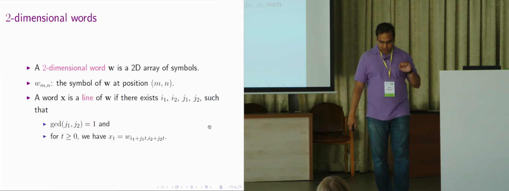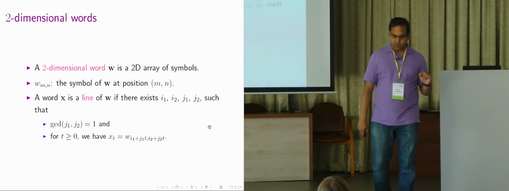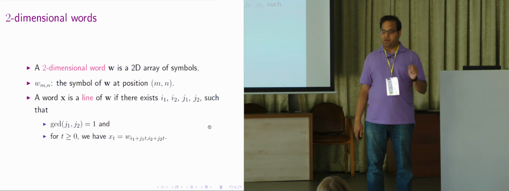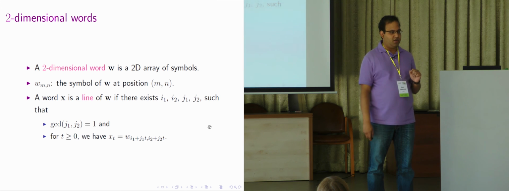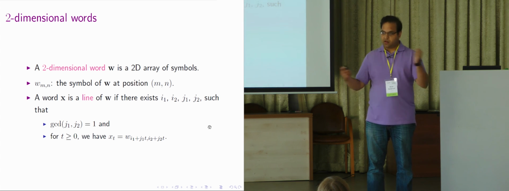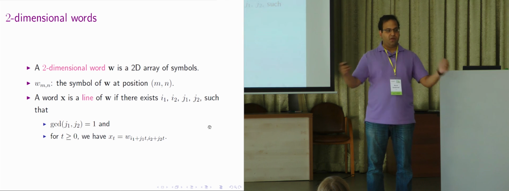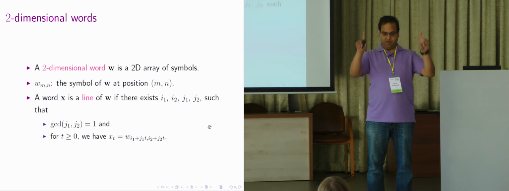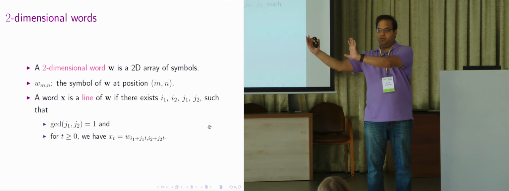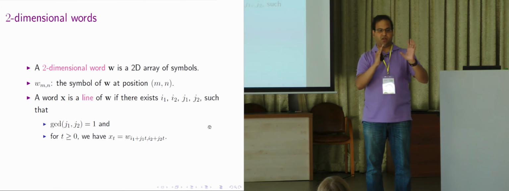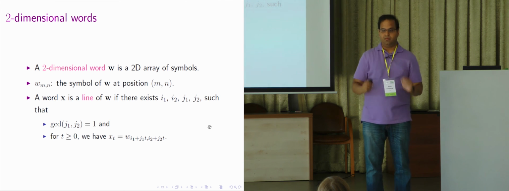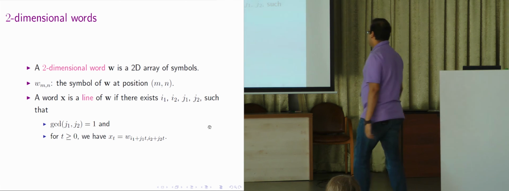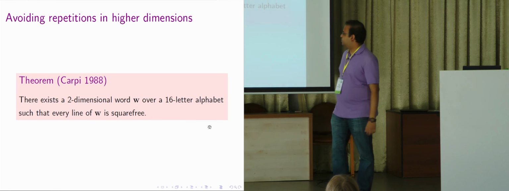So these two-dimensional words were at least introduced in that paper by Bean, Ehrenfeucht, and McNulty that I mentioned yesterday. They talked about two-dimensional square-free words, and for them, a two-dimensional square-free word is a word where you never see the same rectangle repeated next to each other. So this result that I'm going to tell you now is somewhat stronger than that.